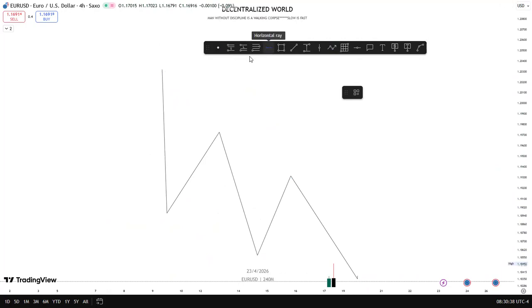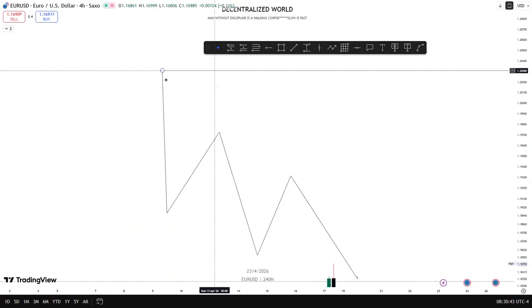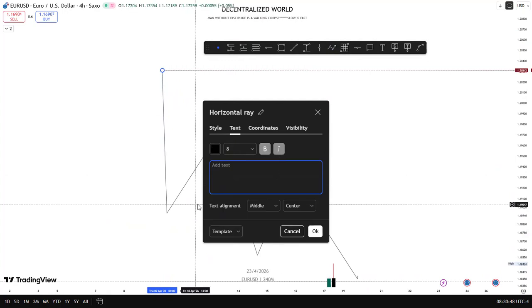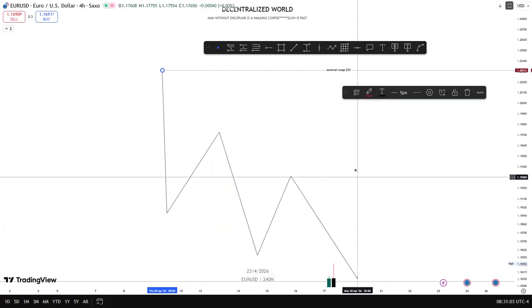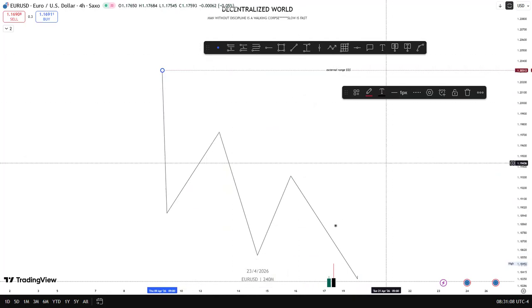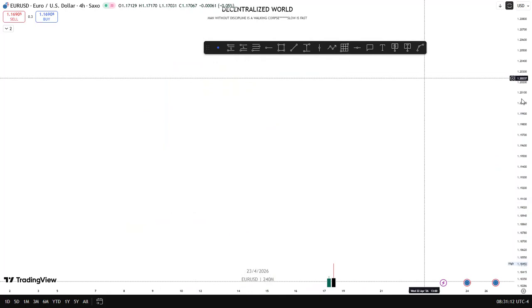Point at it, and then type external range liquidity. So this is what you'll be doing, from the external to the internal, from the external to the internal. Then this will help you to be able to identify it.